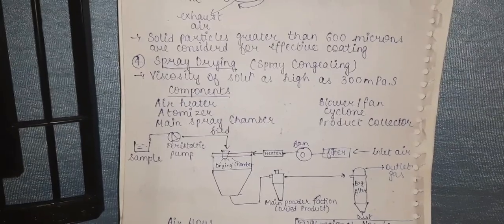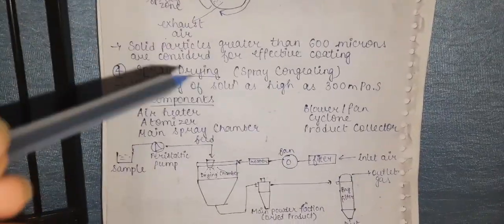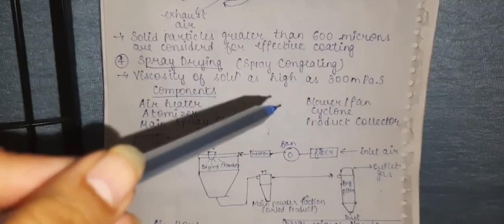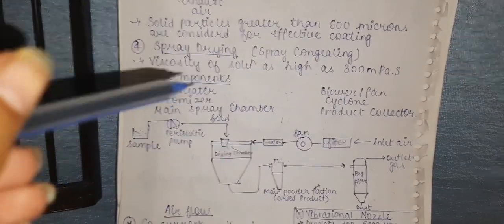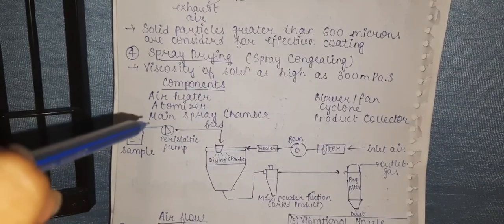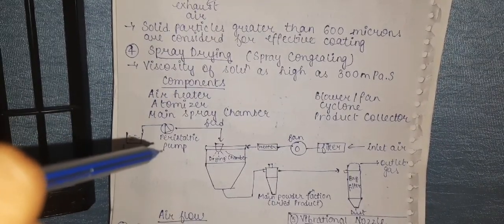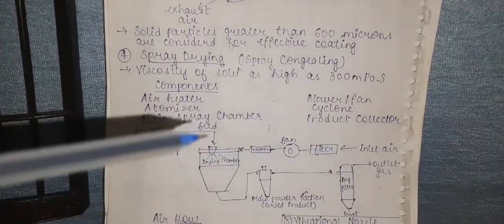Now number 4 is spray drying. Spray drying is also known as spray congealing. Now here viscosity of solution should be as high as 300. Now there are basically 6 components in spray drying: air heater, atomizer, main spray chamber, blower or fan, cyclone and product collector.